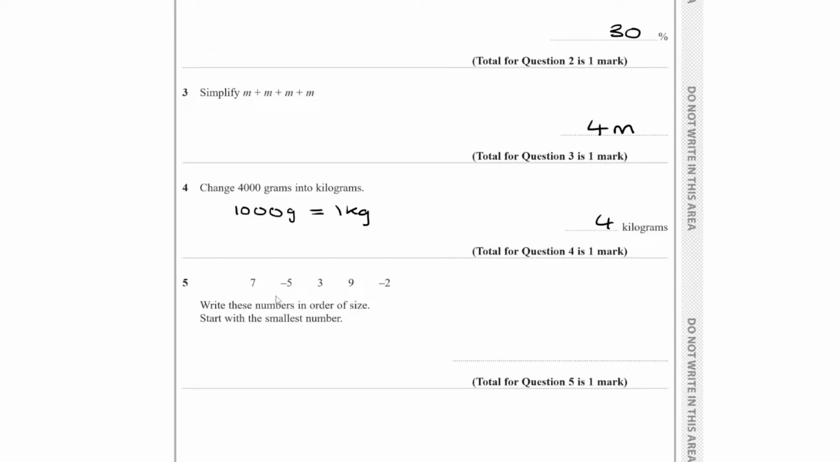And question 5, we've got 7, -5, 3, 9, -2. Write these numbers in order of size. Start with the smallest. So the smallest, if you think about a number line, is -5. That's the smallest number. Then the other negative is -2. Now we're going into the positive, so that's a little bit more obvious, isn't it? 3, and then 7, and then 9. Okay, so you've got a nice selection of 1-mark questions there.